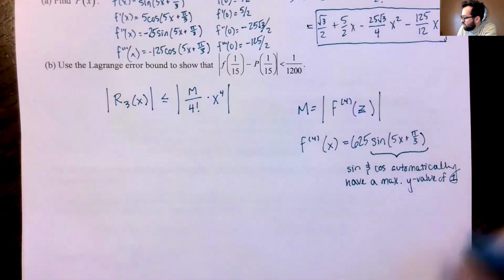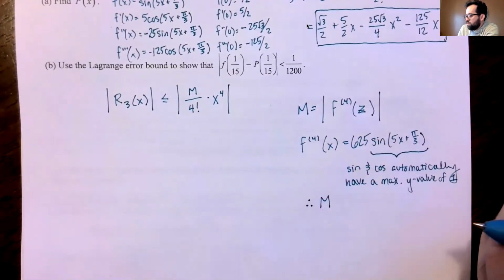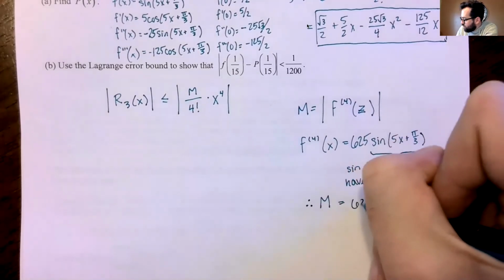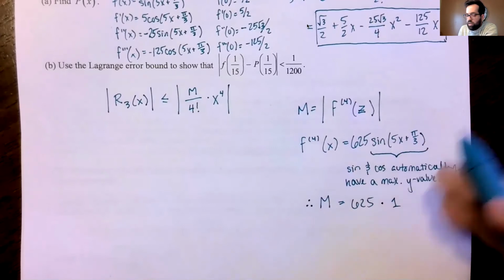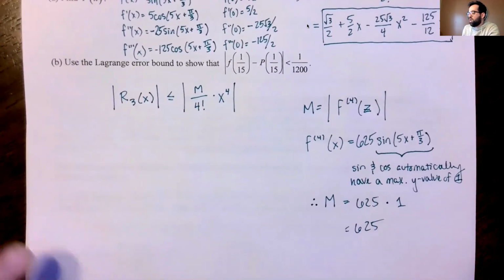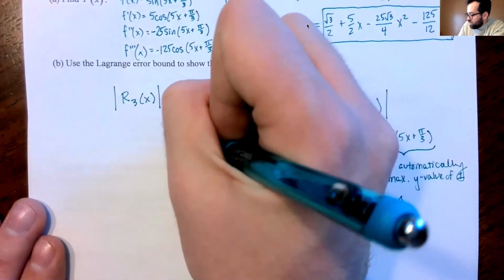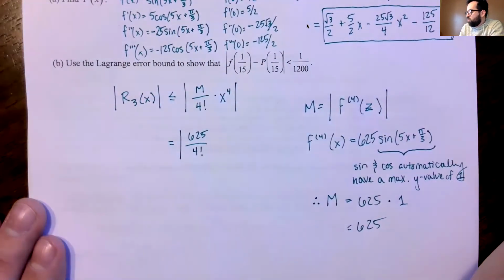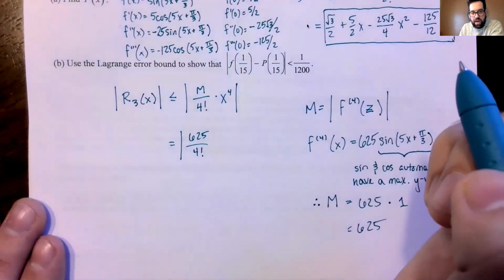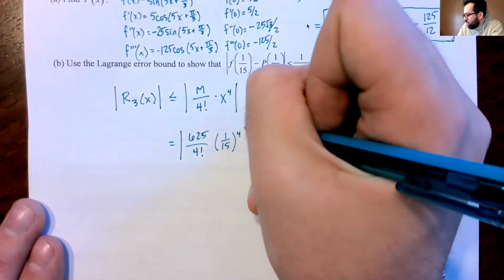So what that means is that therefore, we could say that m, the maximum overall y value of the 4th derivative, could be 625 times 1. We can replace this sine function with a 1. So therefore, it could be 625. So we can come back over here. And we could say that this is now going to be the absolute value of 625 over 4 factorial. We know that x is 1/15th in our error bound. That's the x value that we're plugging in. So we have 1/15th to the 4th.